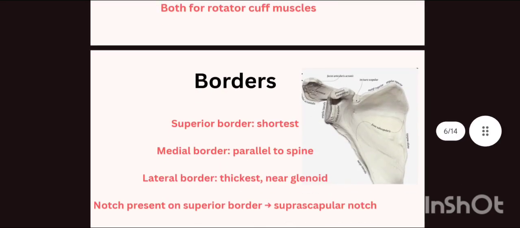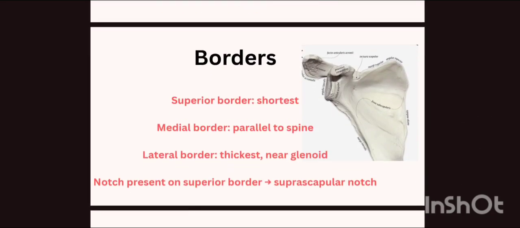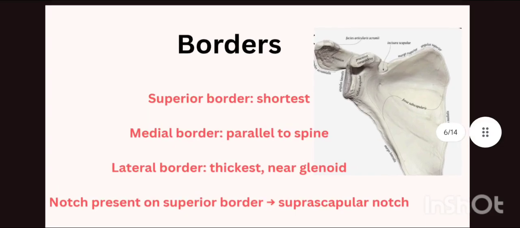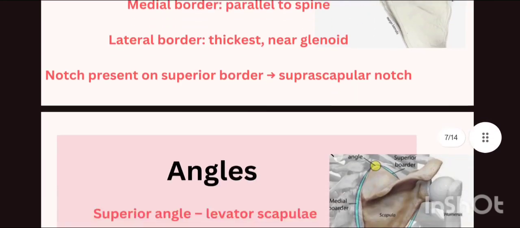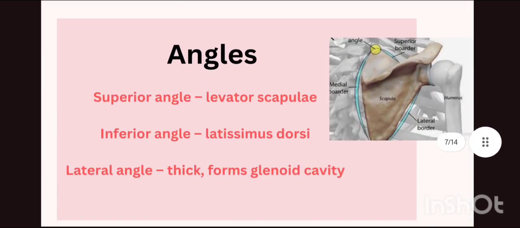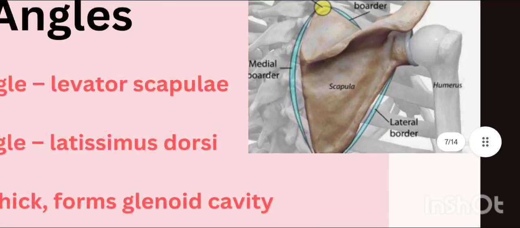Borders. Now let's look at the three borders. Medial border towards the vertebral column. Lateral border towards the armpit. Superior border, the small top border. Angles. Since we have three borders, where they meet, we get three angles: superior angle, inferior angle, and lateral angle.